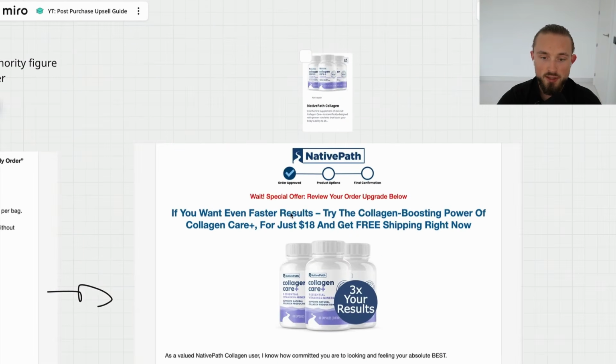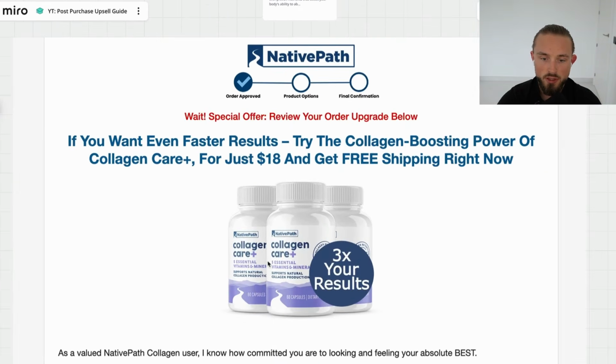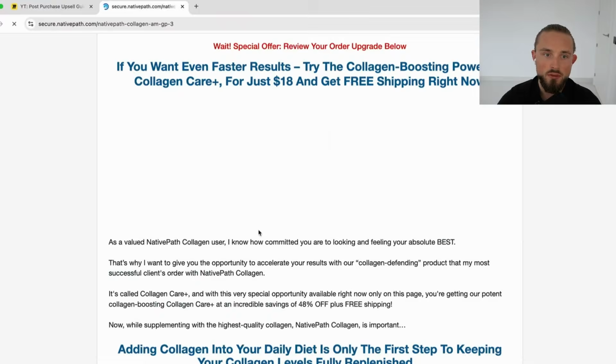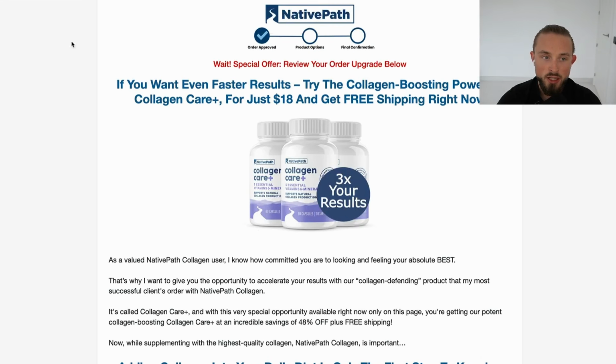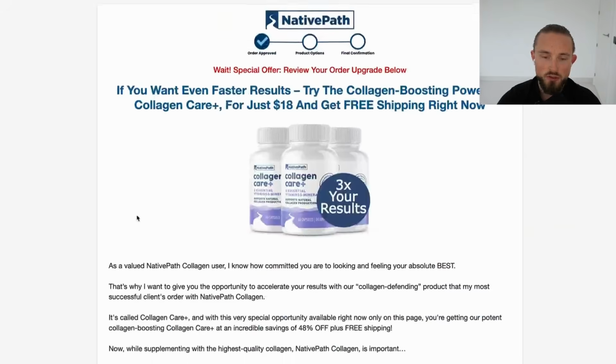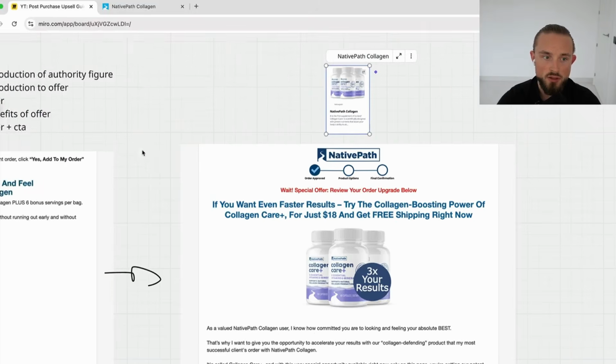Now the second upsell is an interesting one, right? Because this is another product, right? So this is the second upsell that we're going to break down now, essentially another product. So you can see that the style of the page is also completely different, right? So let's break these sections down together again.